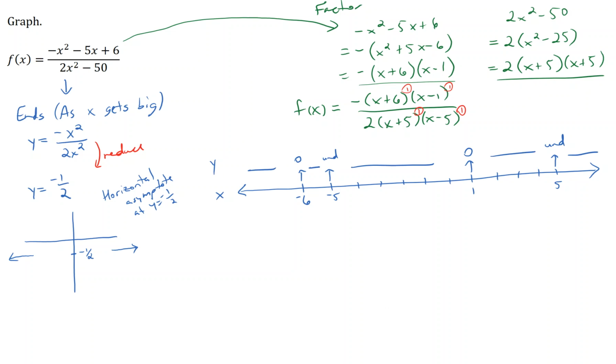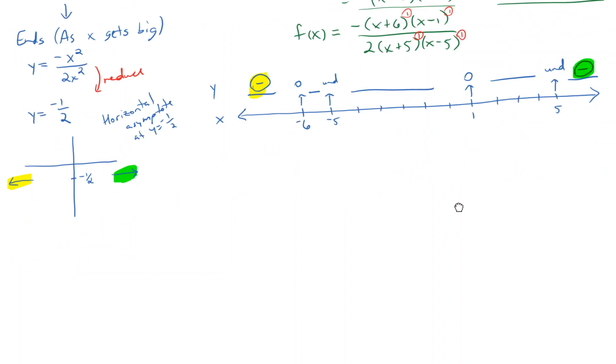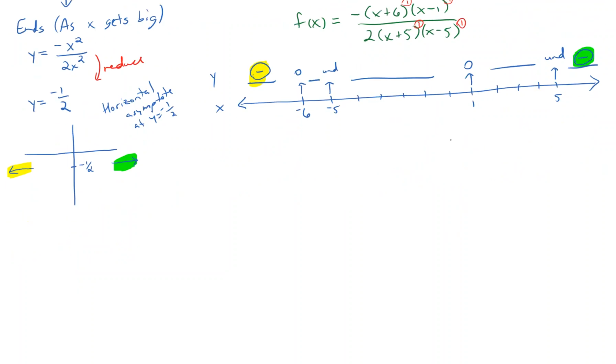The way to get started is with your ends. On the left end of my graph, my y values are clearly negative, so I can put a negative on the left end. On the right end of my graph, my y values are also negative, so I can put a negative on the right end. And if I go to graph this, let's set it up so you can understand how to use this end behavior. A lot of students miss this.